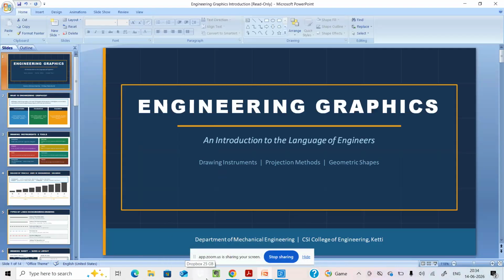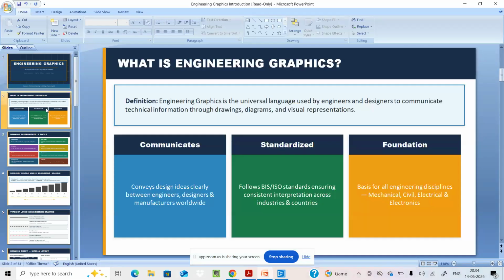This is Lieutenant Dr. Manoj Prabhakar. I'm here to give an introduction about engineering graphics. An introduction to the language of engineers, because we engineers speak with the help of this subject named engineering graphics. To start with, engineering graphics is the universal language used by engineers and designers to communicate technical information through drawings, diagrams, and visual representation.